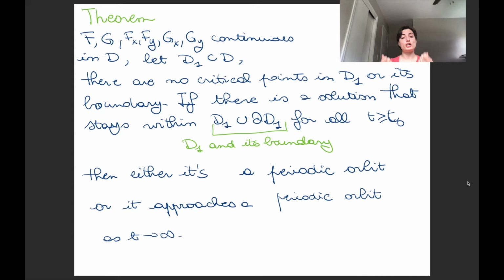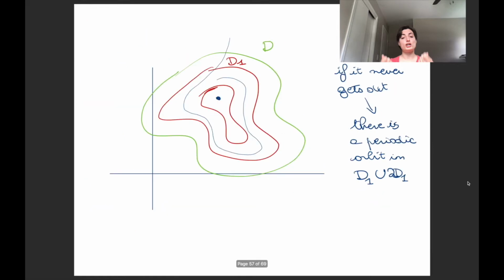And what we want is that in this donut, something comes in, one specific solution comes in and never leaves ever again. But because there is no critical point, this solution cannot be going to a critical point, so it must be going to a periodic orbit. So we have the solution that enters D1 and stays in it. So either it is a periodic orbit or it goes towards a periodic orbit.